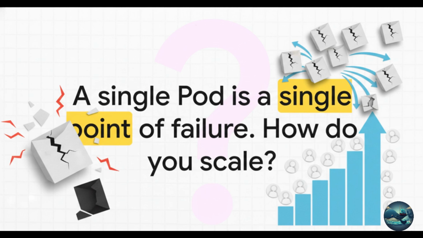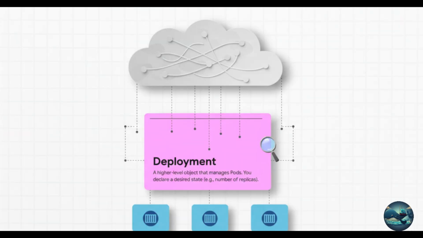And what happens when you suddenly get a flood of traffic? How do you scale up to handle the load and make sure your app is always available? The answer is yet another layer of abstraction, and it's called a deployment. In the real world, you almost never create a pod by hand. Instead, you create a deployment. You just tell the deployment what you want your application to look like. Use this container image and make sure I have 3 copies running at all times.